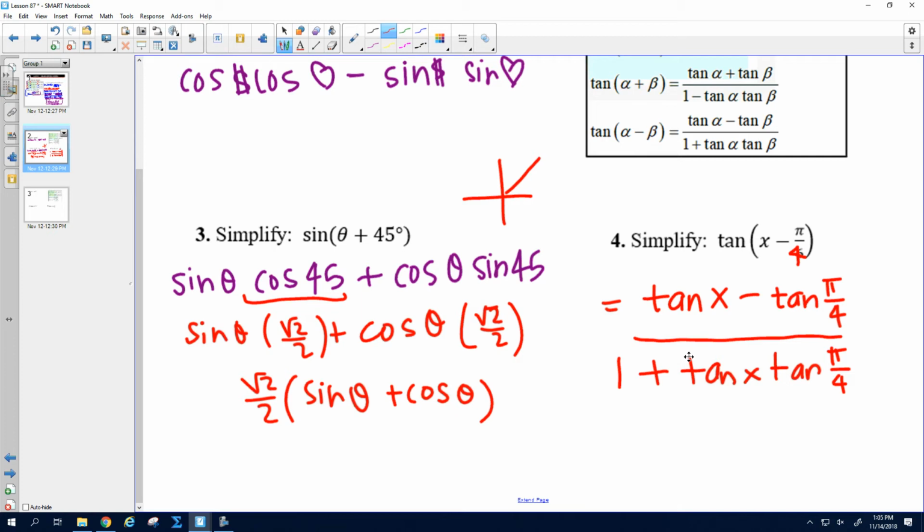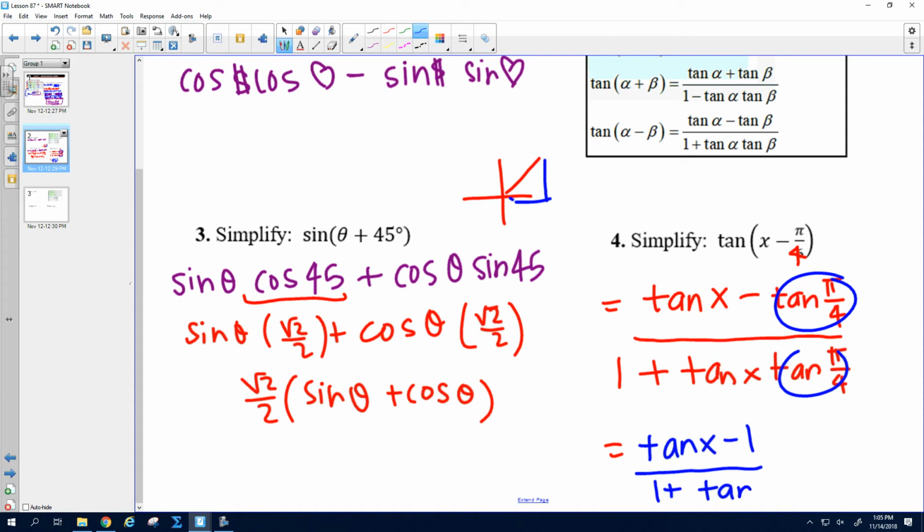And what is the tangent of pi over 4, you guys? Yeah, this tangent is when we divide square root of 2 over 2 by square root of 2 over 2, we get 1. So I can replace this whole thing with 1 and this whole thing with 1. So I get tangent x minus 1 over 1 plus tangent x times 1, which I don't really need to write since I'm multiplying it times tangent x. Okay?